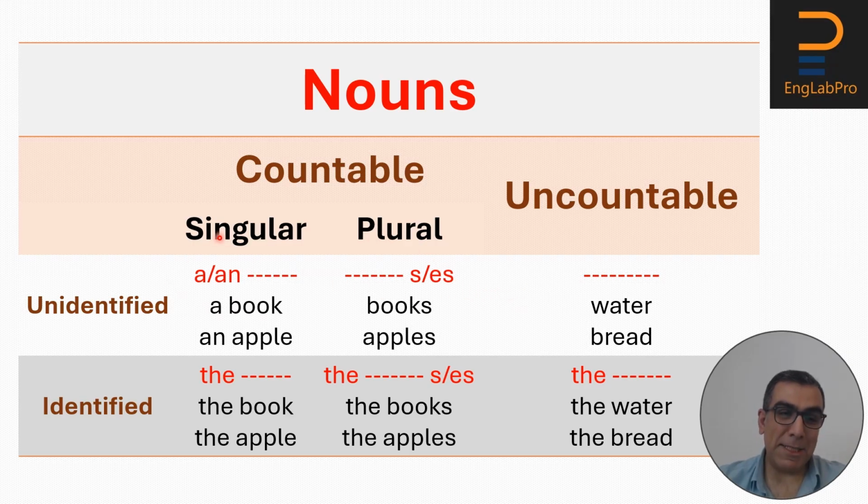When a noun is singular, unidentified, we use a or an. When the noun is unidentified, plural, we use the plural form of the noun. And when it is unidentified and uncountable, we don't use any articles. When they are identified, I mean the nouns are identified, in all cases we use the.